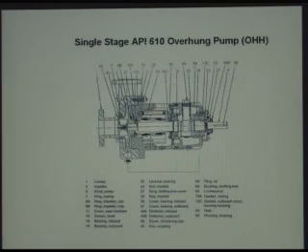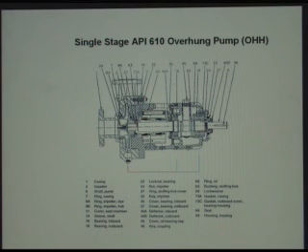So here we have the inboard bearing, and here we have the outboard bearing. This is a single cylindrical roller bearing. This is a double ball bearing, and this is going to carry the thrust. And then we have this long overhang to get to where the impeller is.